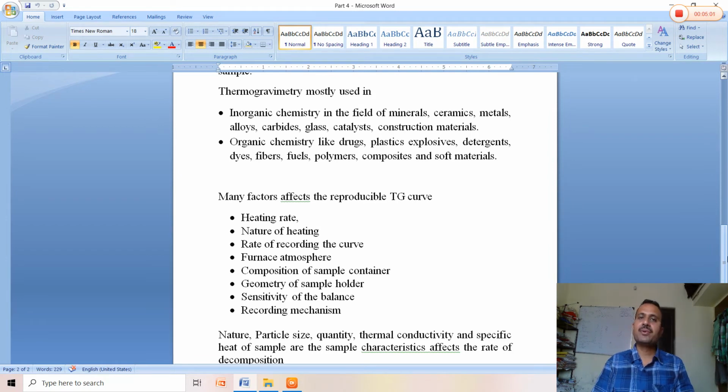So thermogravimetry is useful in the case of inorganic materials as well as organic materials. Organic materials are drugs, plastics, explosives, detergents, dyes, fibers, fuels, polymers, composites, and soft materials. Synthetic fibers, we can say, are also useful. So thermogravimetry is useful in inorganic chemistry as well as organic chemistry.